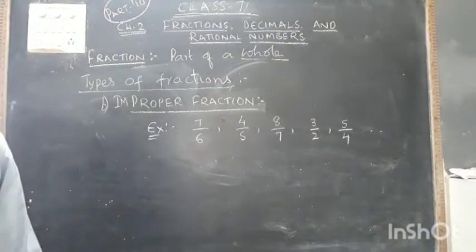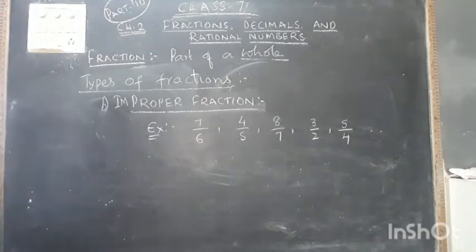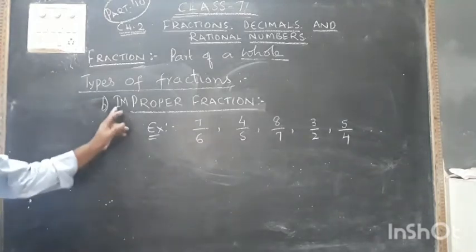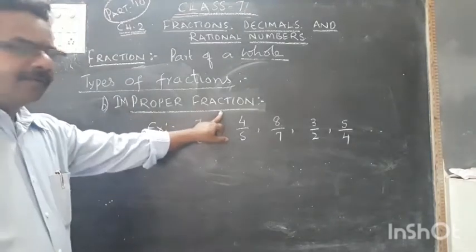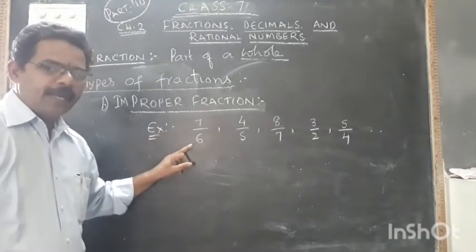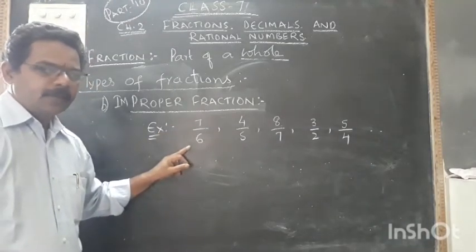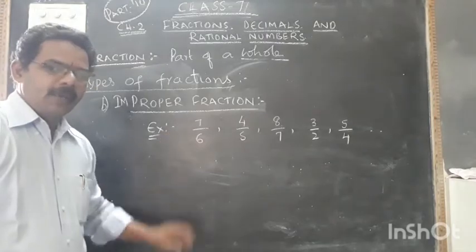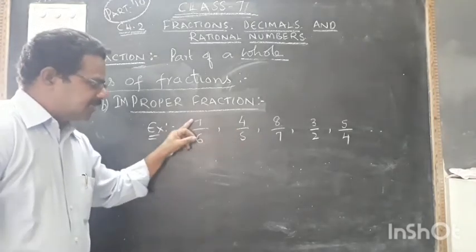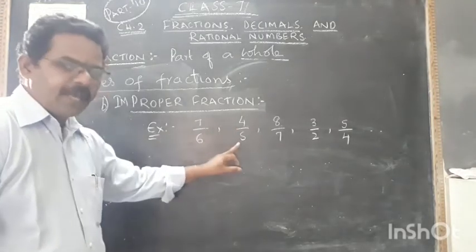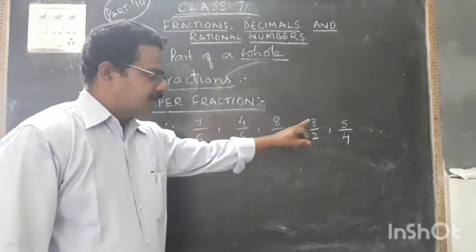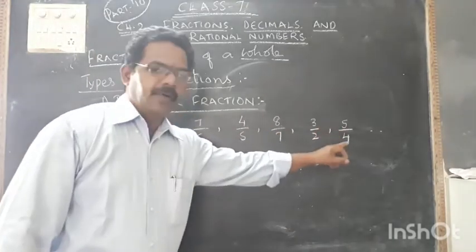See the examples I have given here. The second type is improper fraction. Improper fraction is also a fraction. Fraction means it will always have a numerator and a denominator. Both are there: 7 by 6, 4 by 5, 8 by 7, 3 by 2, 5 by 4, etc.